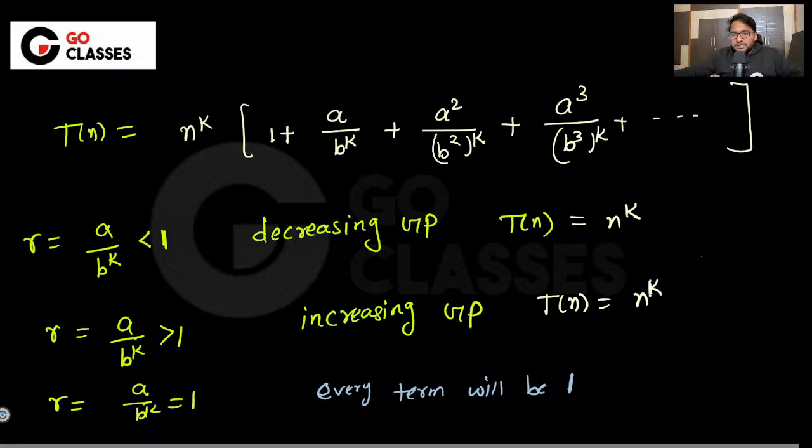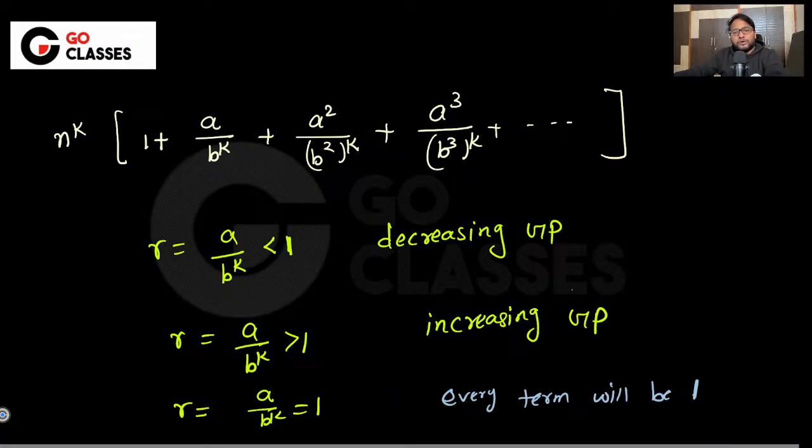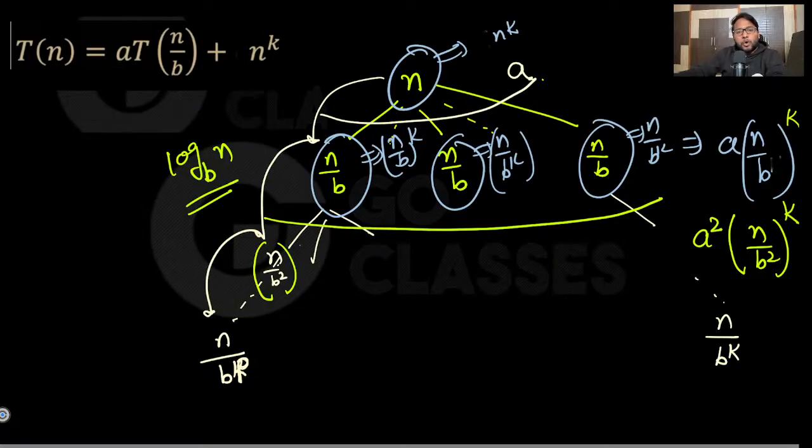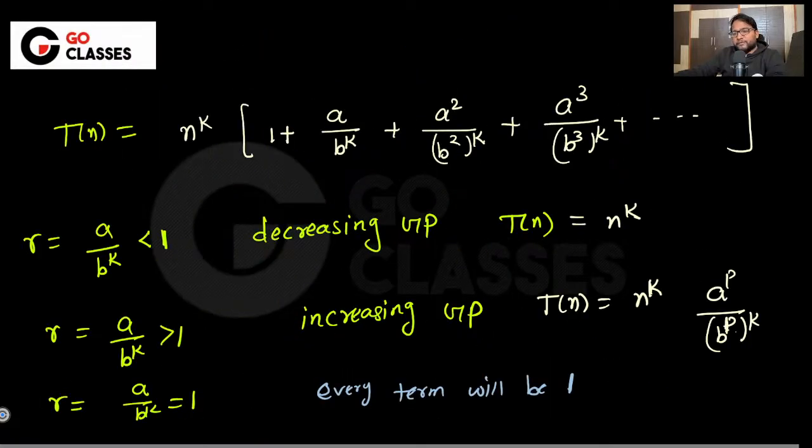So if there are p such terms, then a power p upon b power p power k, right? Something like this. So what is the value of p? How many terms will be there? How many levels will be there? I think log base b n, right? Log base b n. Okay, so we can definitely solve it.